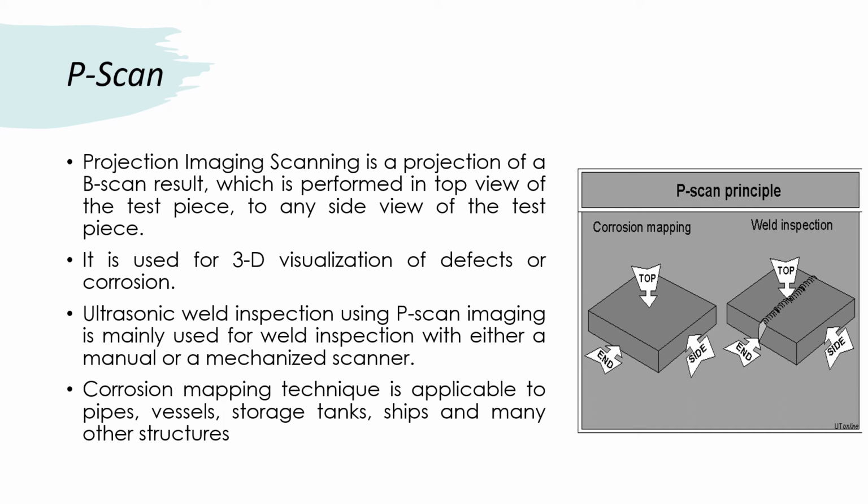The ultrasonic weld inspection using the P-scan imaging is mainly used for weld inspection with either a manual or a mechanized scanner. The corrosion mapping technique is applicable to pipes, vessels, storage tanks, ships, and many other structures. Here is the picture of the P-scan, which is basically the projection image scan. You can see this.